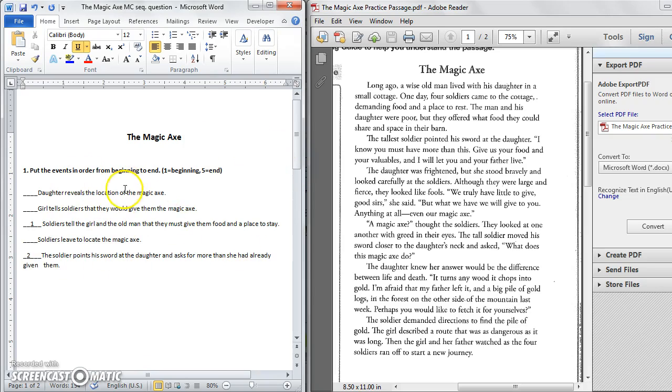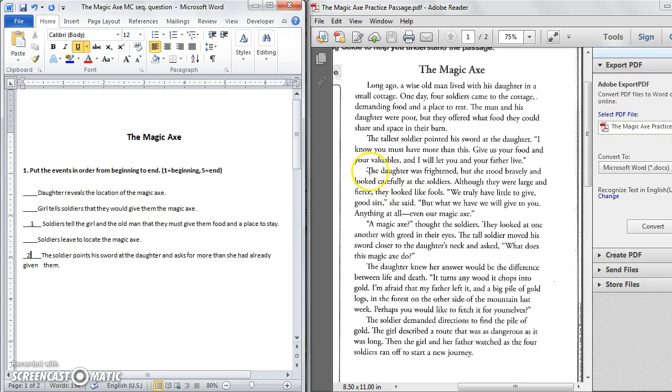I'm going to review these because I'm kind of forgetting what I'm looking for next, so I'm just going to keep checking back. Daughter reveals the location of the magic axe. Girl tells soldiers that they would give them the magic axe. I haven't read those yet. And soldiers leave to locate the magic axe. Okay, I'm just making sure that I haven't missed anything.